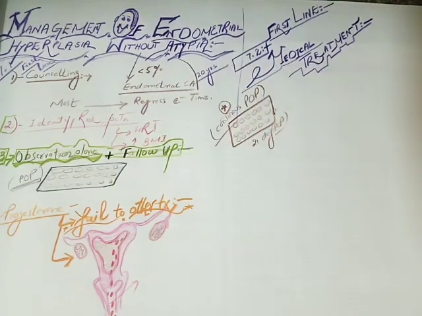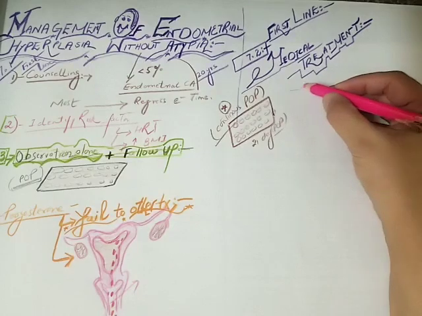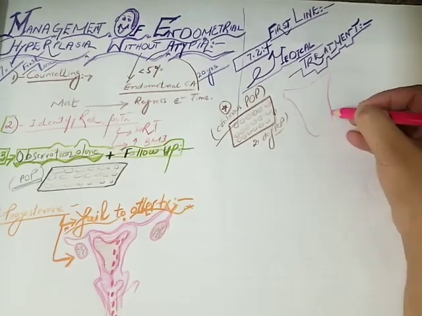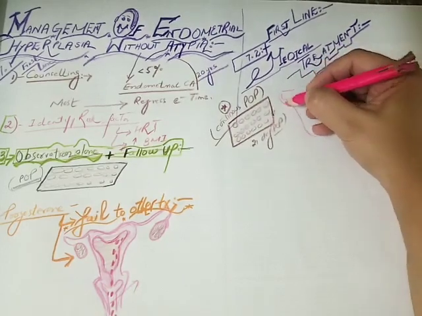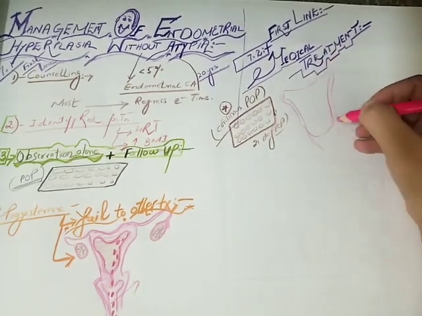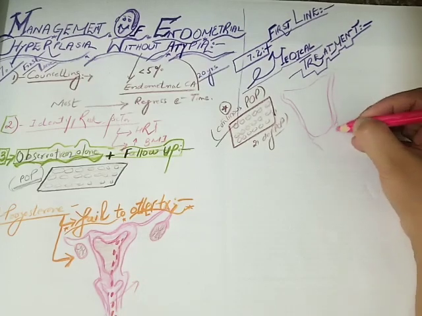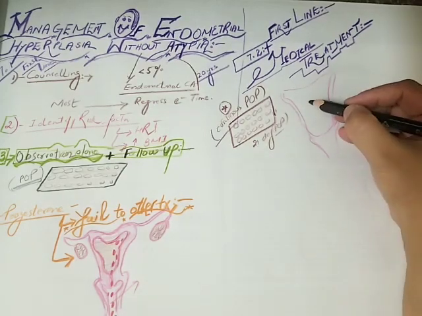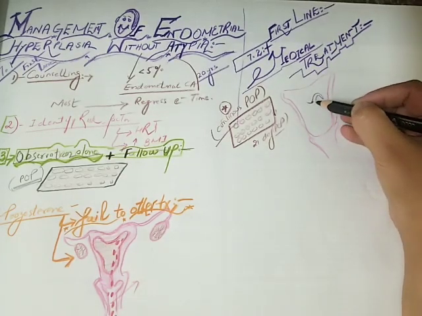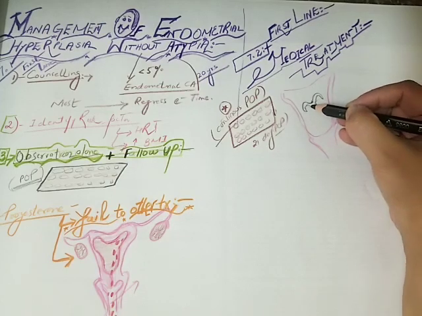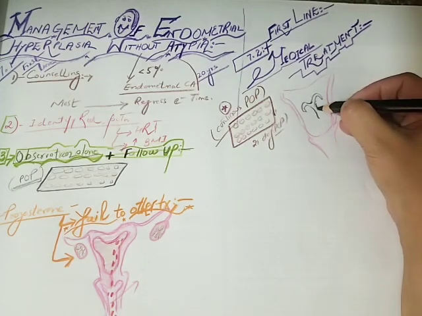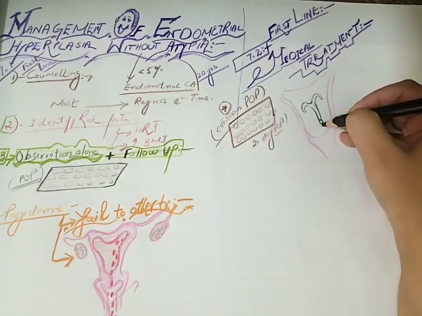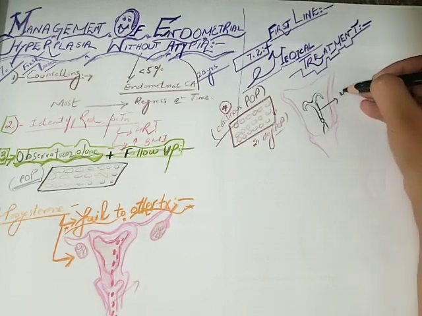We have another option, that is the Mirena, the levonorgestrel intrauterine system, which also releases progesterone in a synchronized manner, having local effects. So both of these treatment modalities are very effective in achieving the regression of endometrial hyperplasia without atypia.